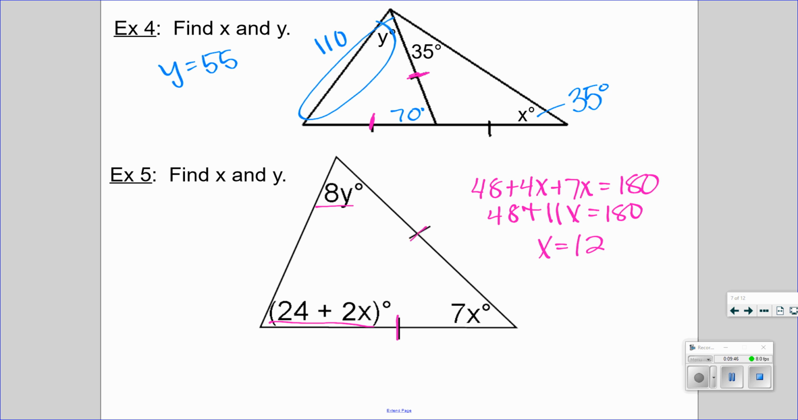Okay, stupid question. If you're doing this with a system, what is the equation between 24 plus 2x equals 8y? But what was the other equation? 8y plus 24 plus 2x plus 7x equals 180. So what we had up here. Yeah, that would be your second equation to solve in the system. Oh, right, okay. So knowing that x is 12, that makes this 48. So 8y equals 48, so y is 6.